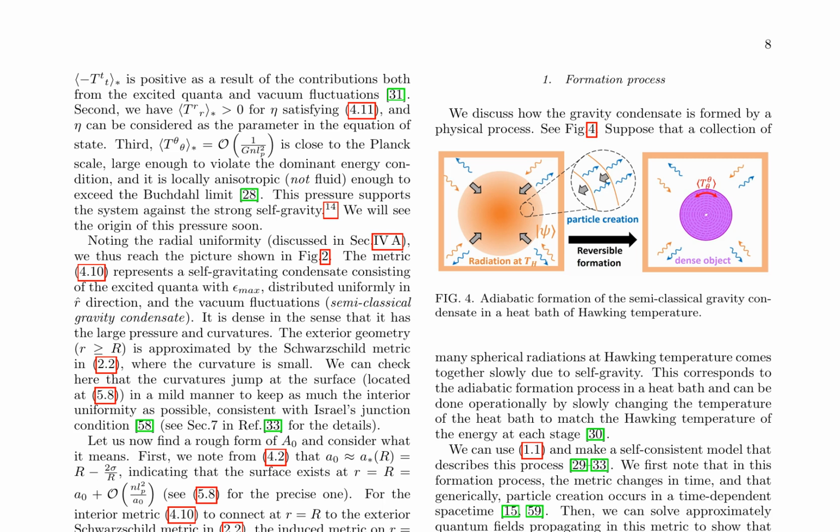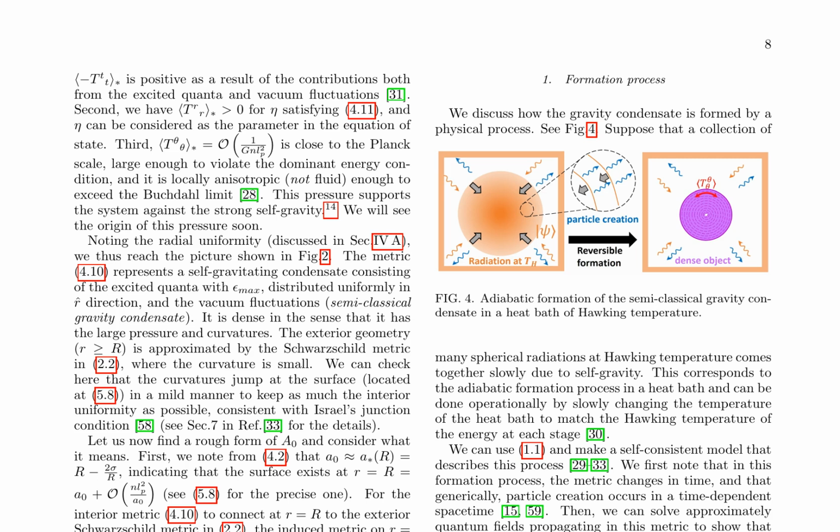The exterior geometry is approximated by the Schwarzschild metric with small curvatures. The surface of the condensate is located at R equals R, where the curvature jumps mildly to maintain interior uniformity, consistent with Israel's junction condition.